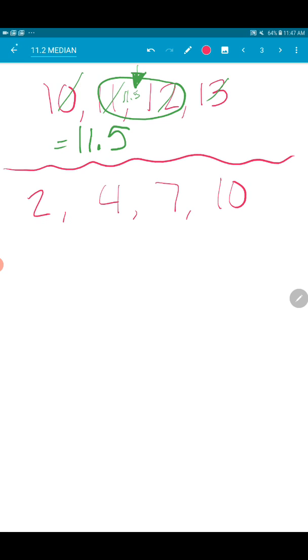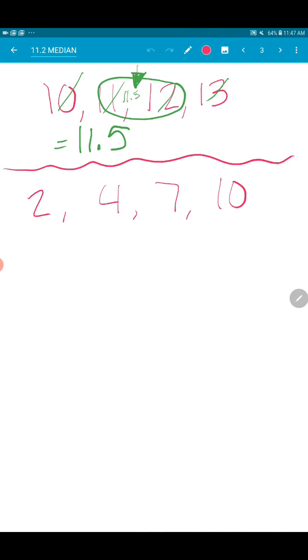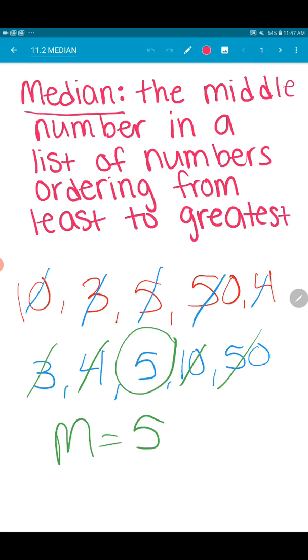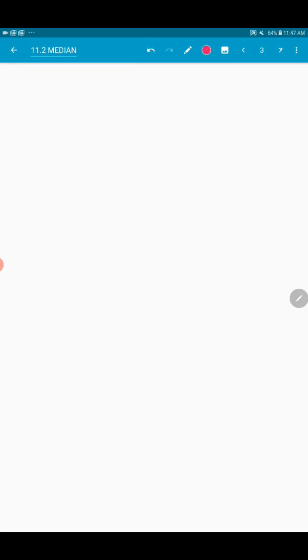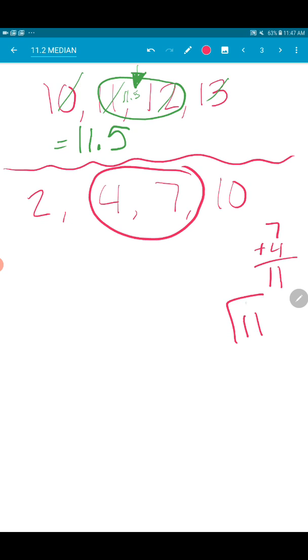The last 2 problems we just did, all of them had 5 numbers in each. This is where it's an even number. There's no middle. So with these two, those are the two middle numbers. So I'm going to find the mean. I'm going to do 7 plus 4. 7 plus 4 is 11. Then I'm going to do 11 divided by 2.